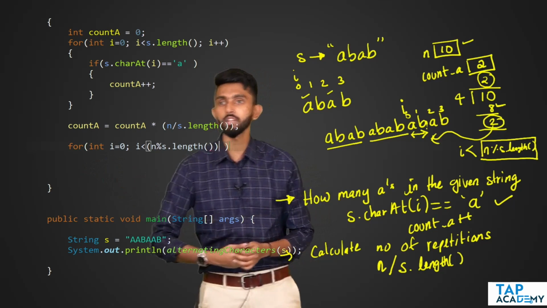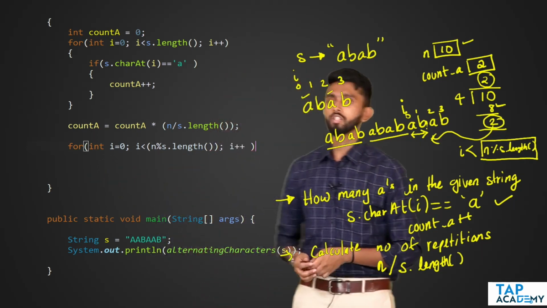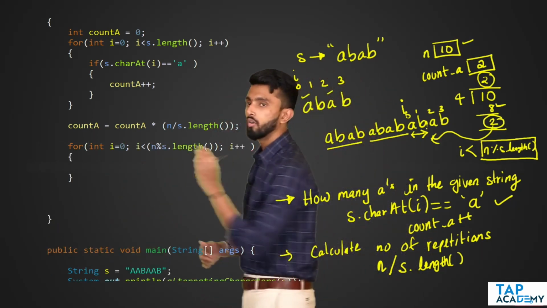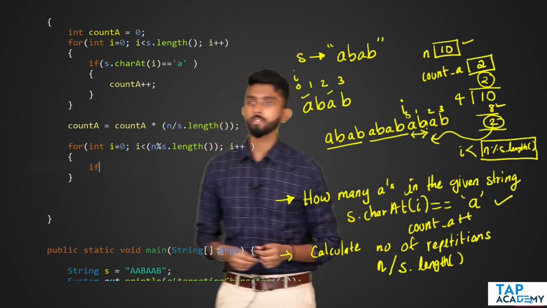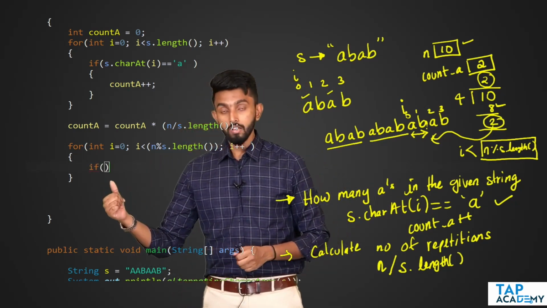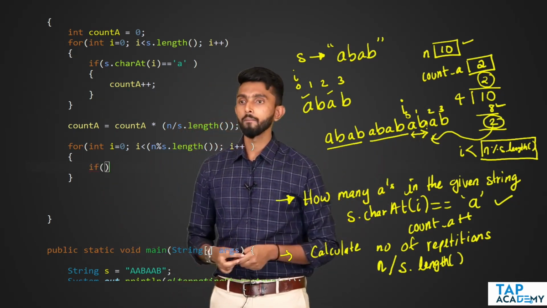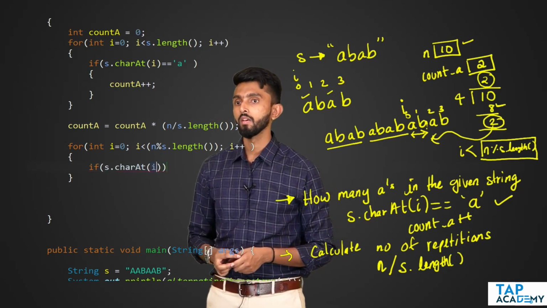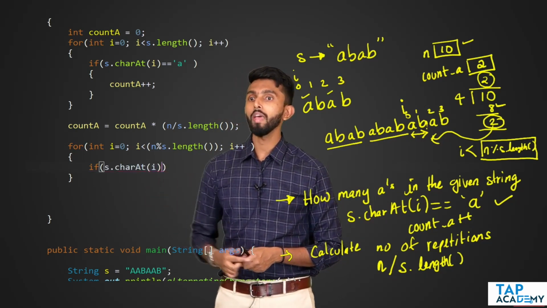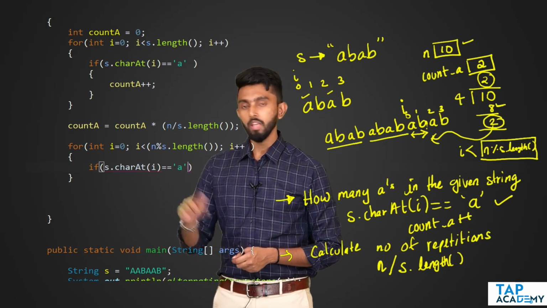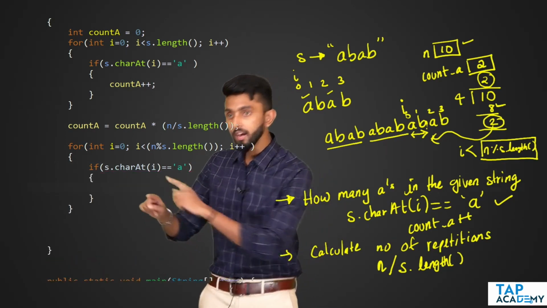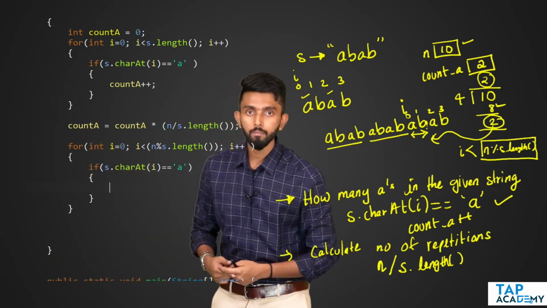So I will just come inside this i plus plus, and there I am going to check if the character at the ith position is equal to A, then come inside and increment the value of count A. That's all.